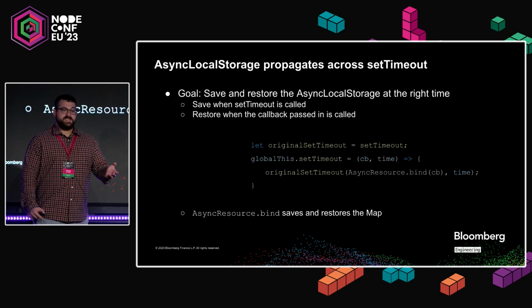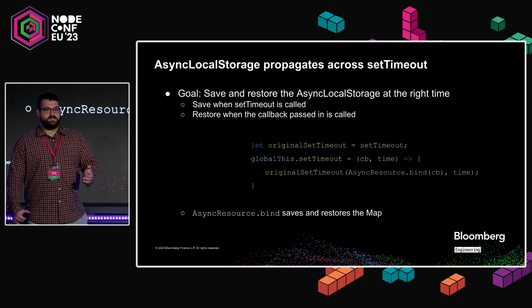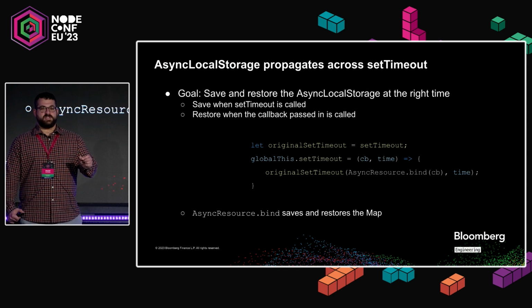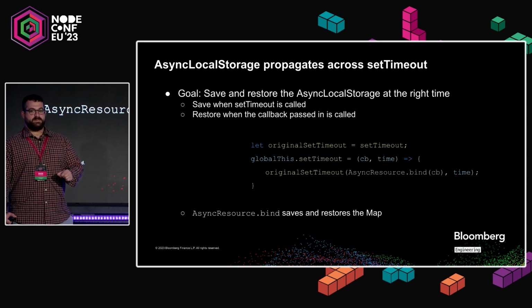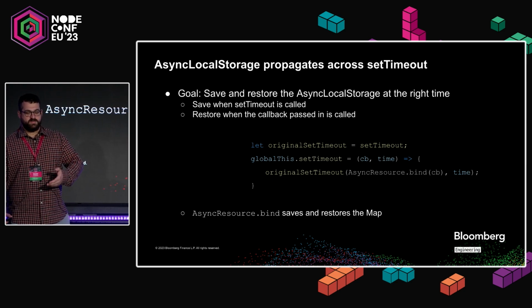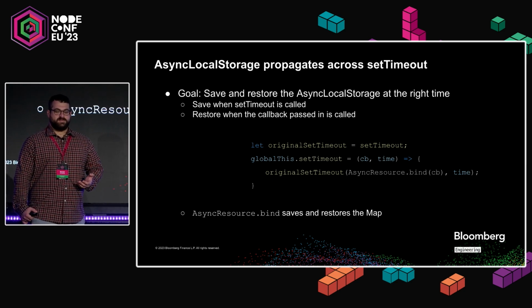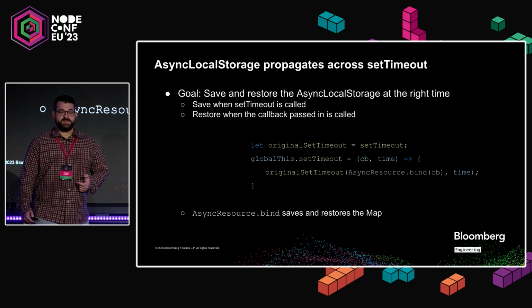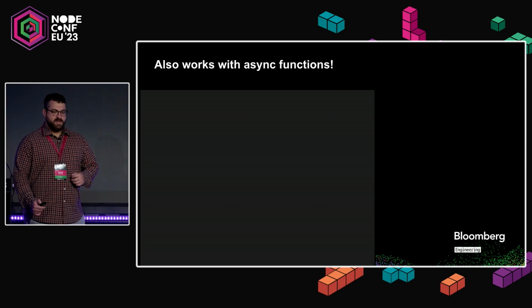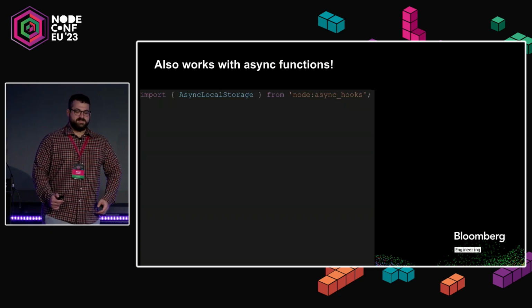So run is how a variable is changed, but how does it work in set timeout? Set timeout has to save and restore that pointer to the map so that then the map can be restored when the set timeout callback runs. There's a function called async resource.bind, which serves this purpose. The whole thing also works with async functions.